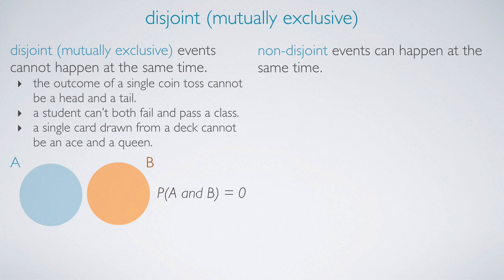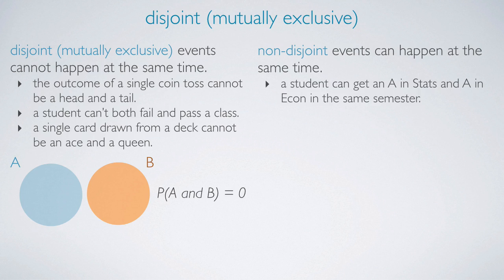Non-disjoint events, on the other hand, can happen at the same time. For example, a student can get an A in statistics and in econ at the same time. In Venn diagram representation of events A and B that are non-disjoint, we have two circles that overlap, or in other words, join, which indicates that the probability of event A and B happening at the same time is non-zero. So it's some number between 0 and 1.